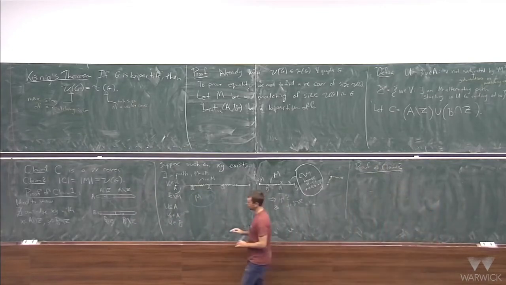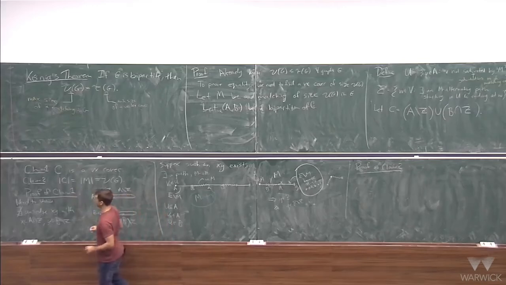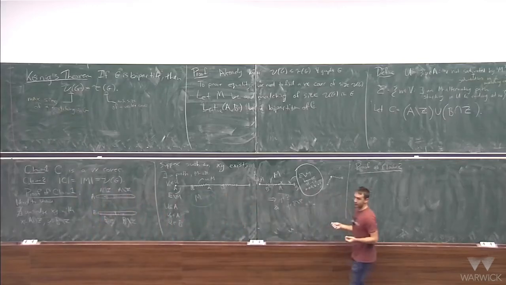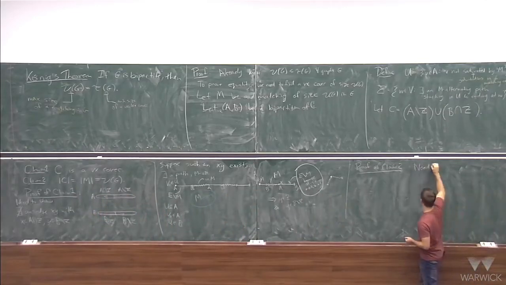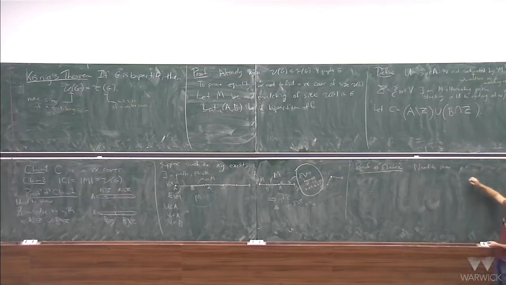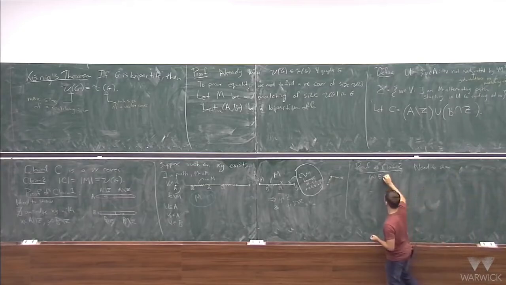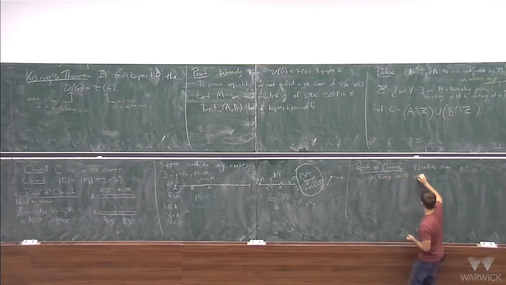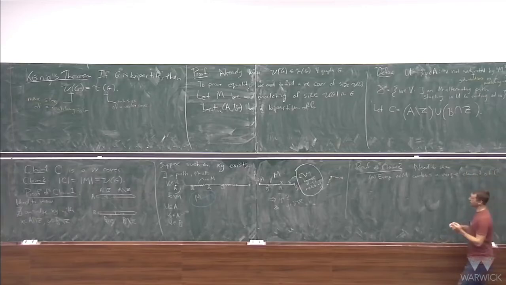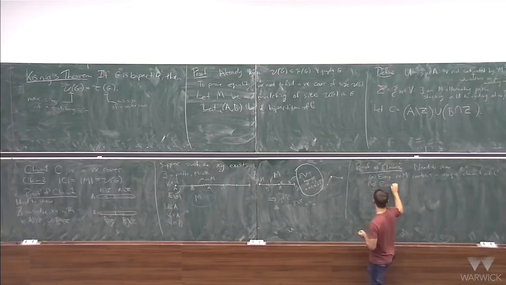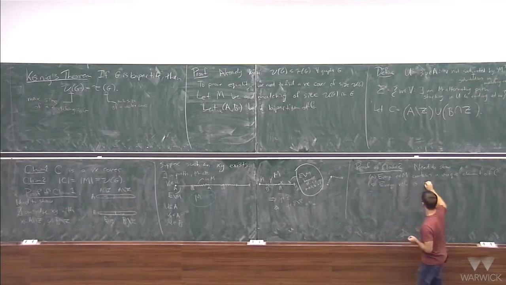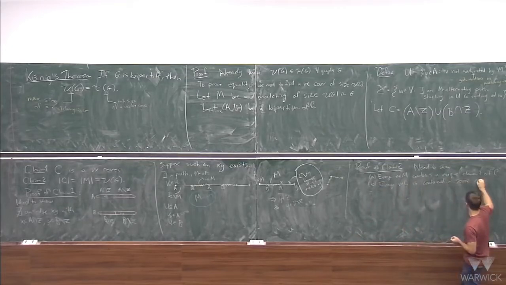Okay, so now let's focus on the second claim. I want to show that the size of C is the same as the size of M. It'll be enough to show the following two things. A: we want to show that every edge in M contains a unique element of C. And B: that every vertex of C is contained in some edge in M. If this is true, then this sets up a bijection between M and C.